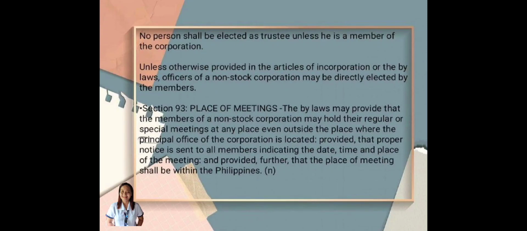The meeting can be held outside where the principal office is located. For example, if the headquarters is in Makati, the members of a non-stock corporation can hold their meeting in Cebu. But as a general rule, their meeting should be in the principal office or headquarters. If the bylaws allow, they can hold the meeting outside of the principal office. If the non-stock corporation is in CDO, they can say that the meeting will be held in Iligan, because the bylaws say they can hold the meeting outside the principal office provided proper notice is sent. That notice is required. In a regular meeting, it is not required. In a special meeting, there's a notice with the date, time and place of the meeting, within the Philippines only. If they say that the meeting will be held in New York, it is not allowed.